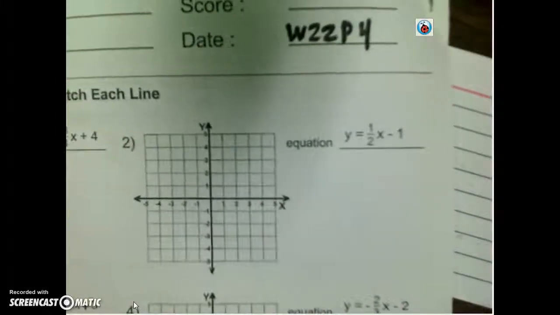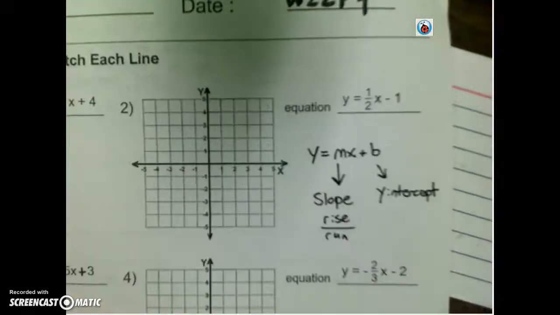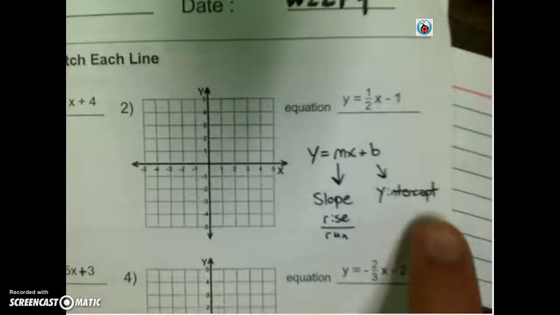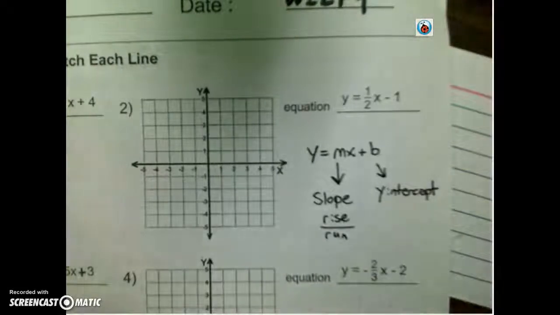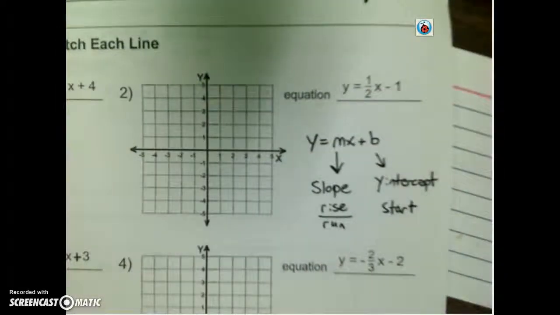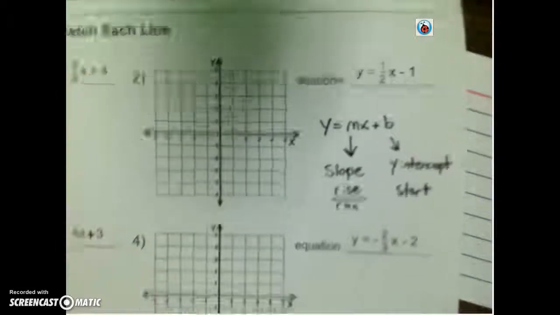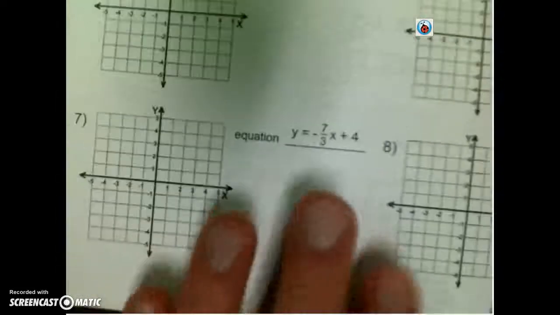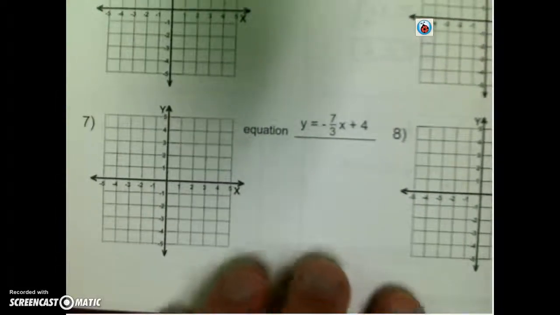All right, so here on page 4, this is graphing linear equations. So let me get us set up here with the notes and help us be successful. All right, our m is going to be our slope. It's our rise over run. Our b is going to be our y-intercept. And that's where we start. This is always where we want to start. So let's look all the way down here to number 7.